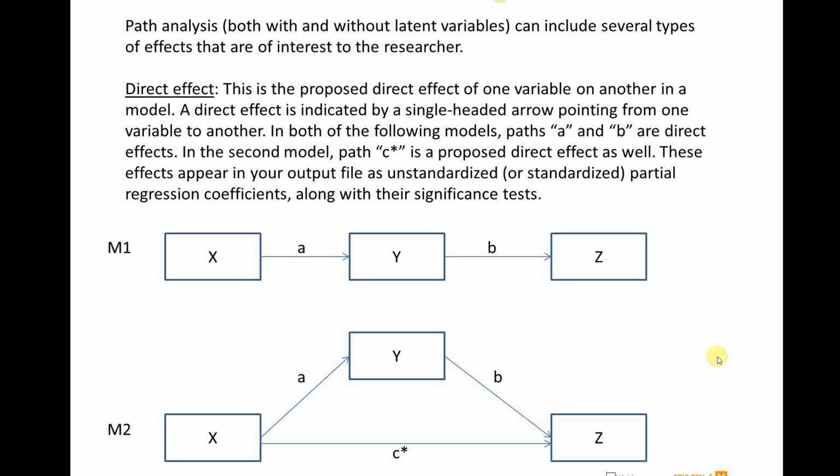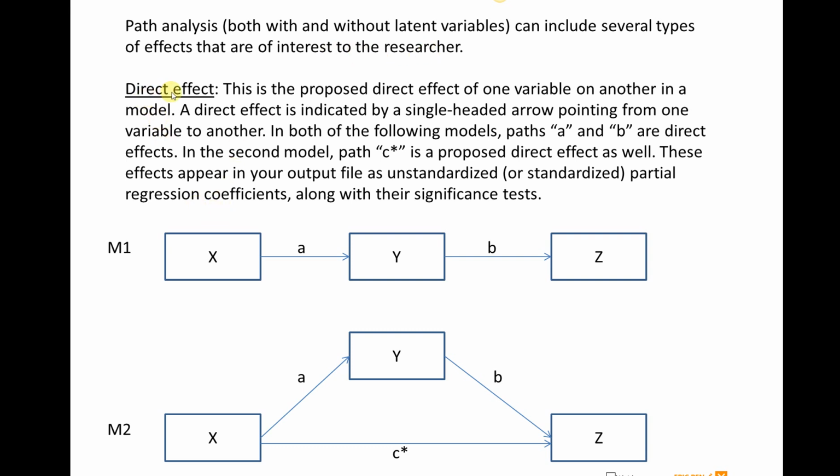In this video, I'm going to discuss how to generate and test indirect and total effects using the AMOS program. We're going to focus on path analysis with measured variables, but the same concepts will generalize in terms of path analysis with latent variables. Path analysis, both with and without latent variables, can include several types of effects that can be of interest to the researcher.